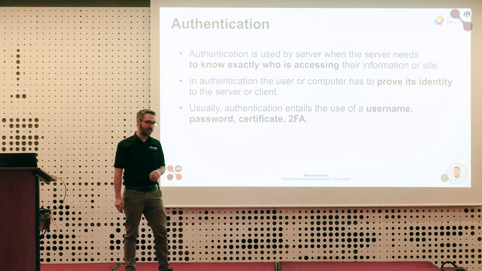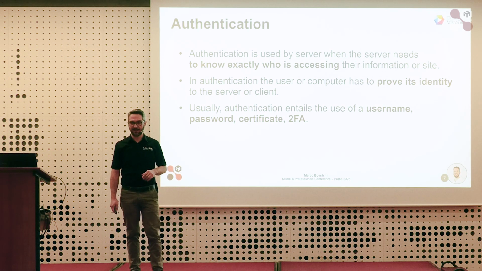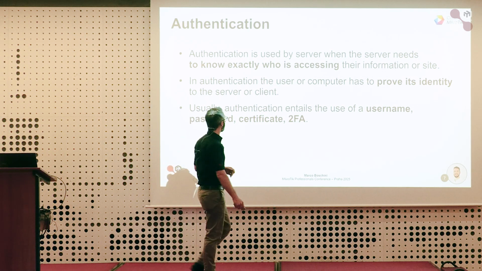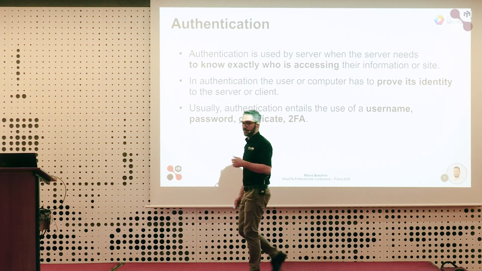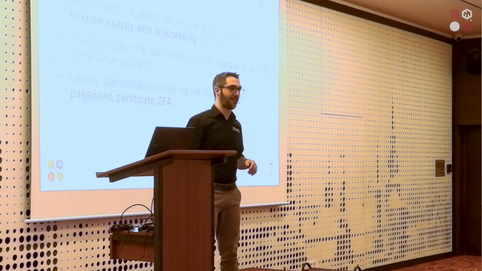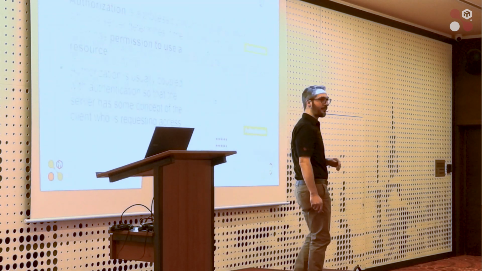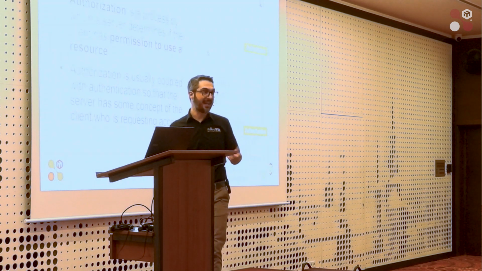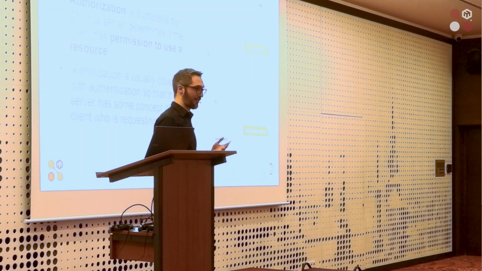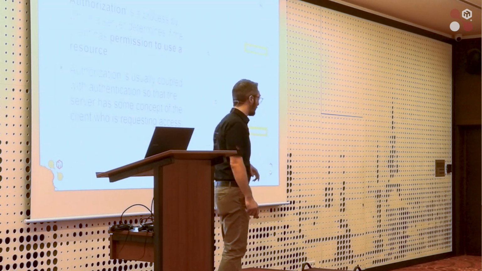Authentication is used by a server to know exactly who is accessing the information or the site. In authentication, the user or computer has to provide its identity to the server. Usually authentication is by username, password, certificate, and two-factor authentication. Authorization is a process by which a server determines if the client has permission to use a resource, and is combined with authentication.